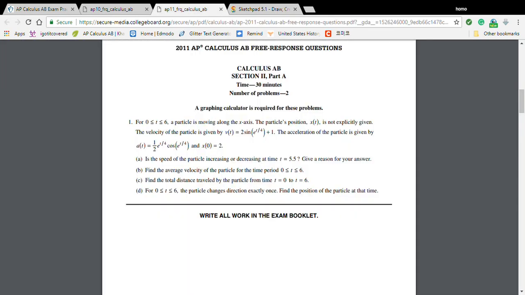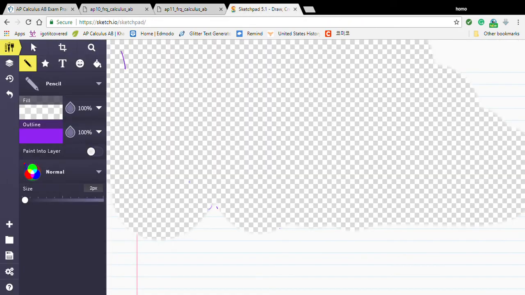Part D says from time 0 to 6, the particle changes direction exactly once. Find the position of the particle at that time. So they're asking us to find two things. In order to find the position at that time, we have to know when it changes direction, and we know that the particle changes direction when velocity is 0. Even though we know this, we have to write it, because we get a point for it. We have to show that we know this. Velocity is 0 when it changes sign, and to find this we are going to find the zero using the calculator.